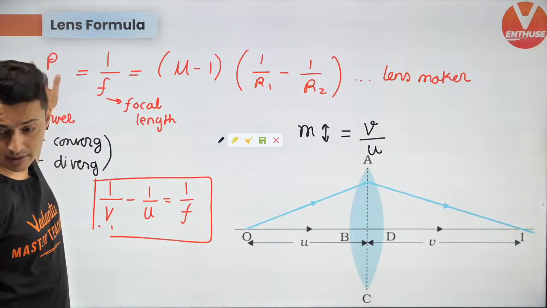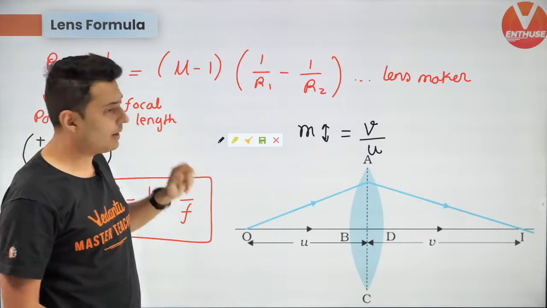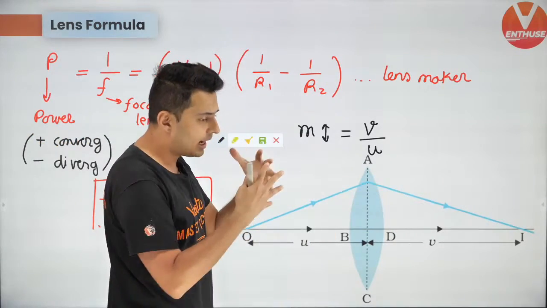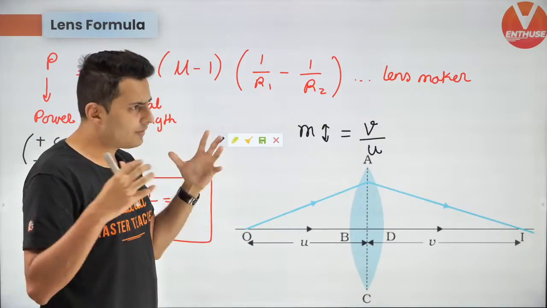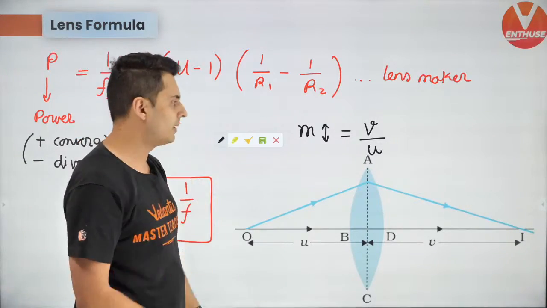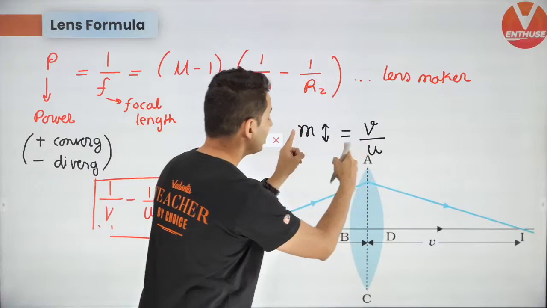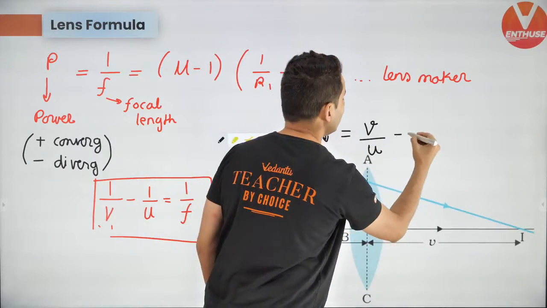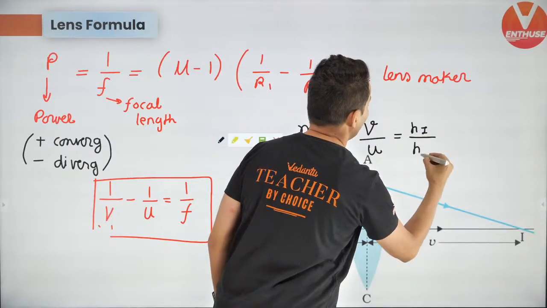Next, P means power. Okay, Shreya, P means power, the power of the lens. How diverging or converging the lens is. If it is converging a lot in a very small distance, it has more power. Next up, this magnification is for height. This is height of the image upon height of the object.